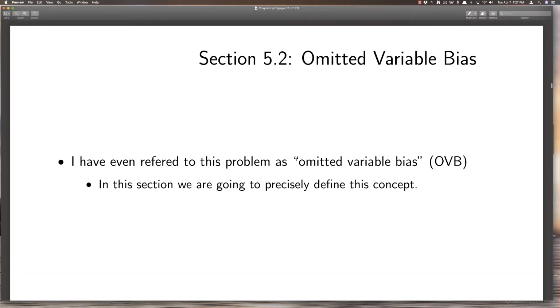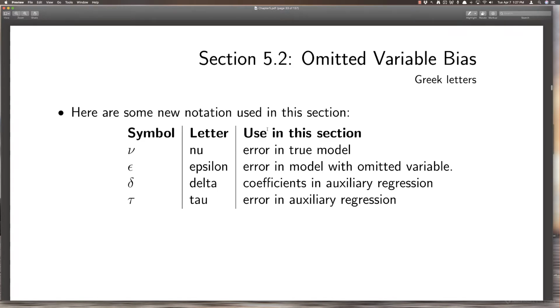We've even referred to it as omitted variable bias without being too specific about the precise definition of that. But the basics are that there is a z, an omitted variable, that is causing bias. It causes bias when it's correlated with y first, which means it's in the error term, and it's correlated with x. So we're going to precisely define that here.